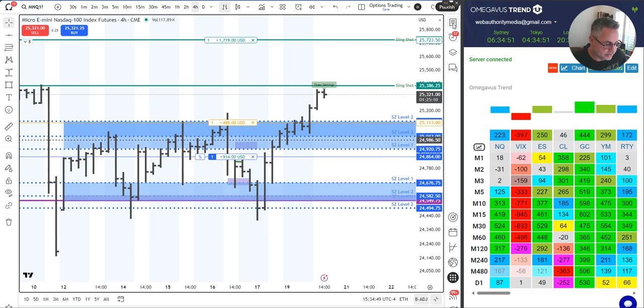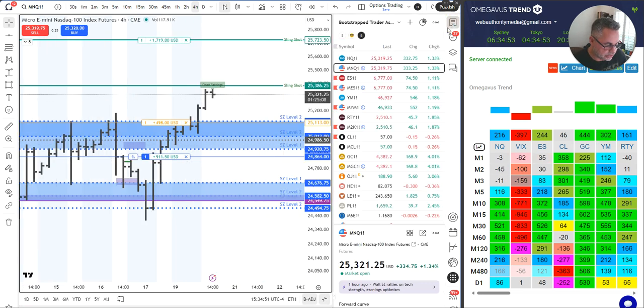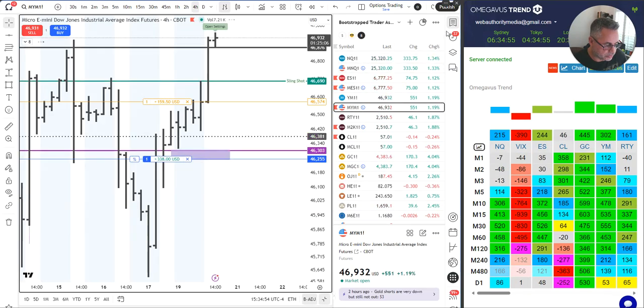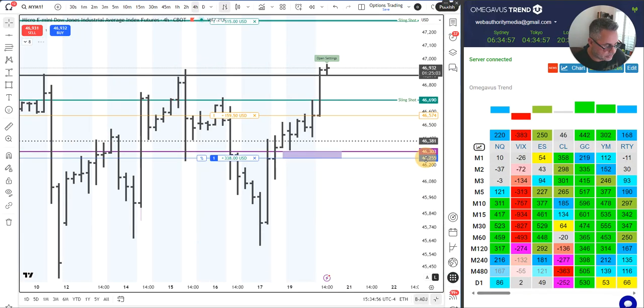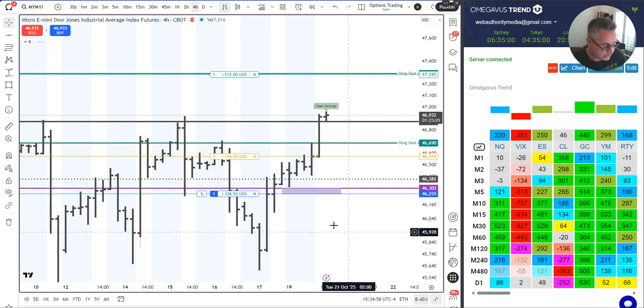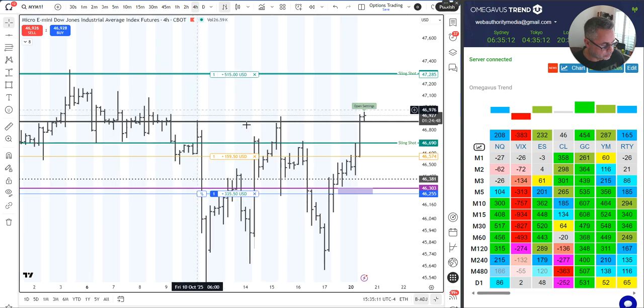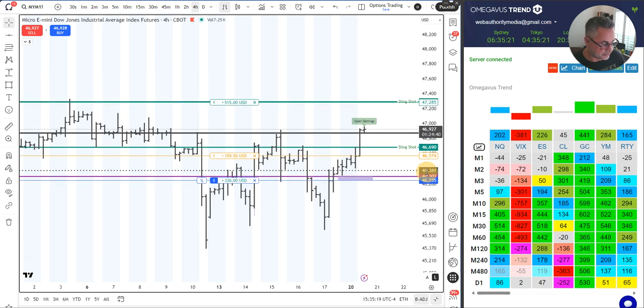I believe we had other positions in here, MYM. Let's just go and check that out. Here's the MYM. I was a little hesitant on this one, even though it was all bullish. MYM, the Dow Jones, is typically really slow for days, but basically we took the prior highs right there. It hesitated a little bit, but it just kept pushing through. So the next swing trade is going to be 47,285.